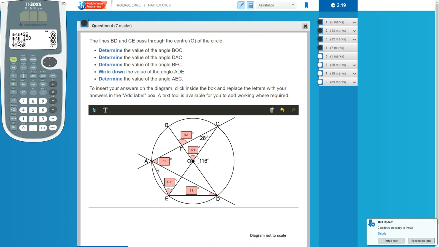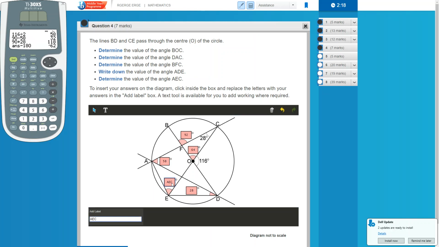Excuse me. Actually, I didn't need to work out that one, sorry, because I've got this whole big triangle. This is 28. This whole thing is 90. Sorry, 90 plus 28. Subtract it from 180. Getting 62, so this one is 62.